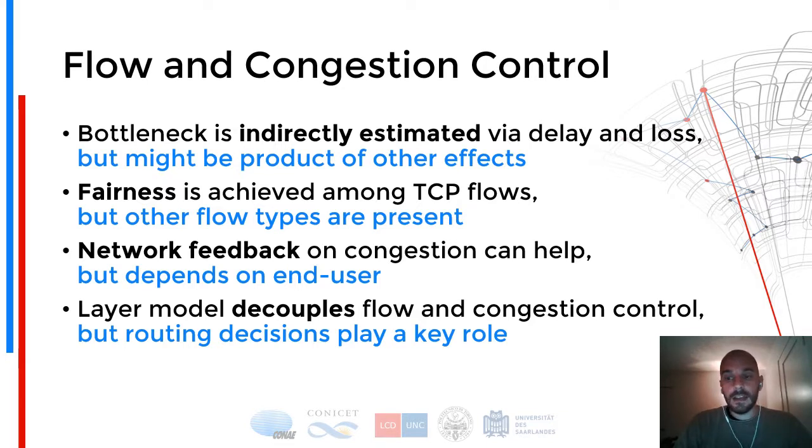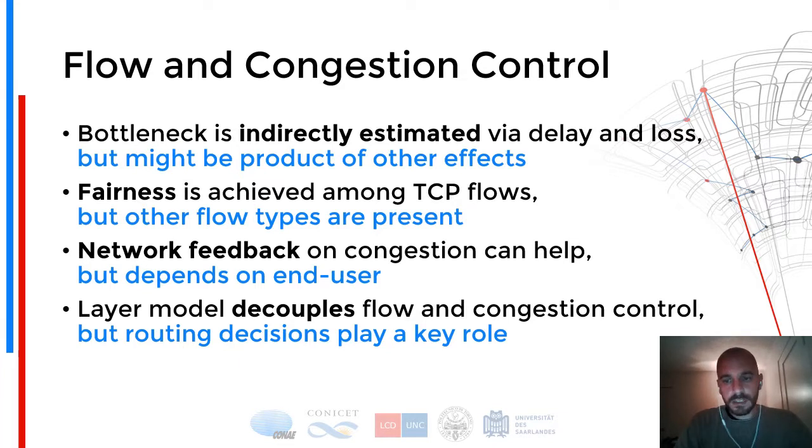TCP does not rely on network feedback, as I mentioned. TCP only relies on sender and receiver. Network feedback can be used, and there are many proposals for this, but in the end it basically depends on the end user, because the transmitter needs to properly react to any signal from the network. And this is one of the main reasons why network feedback is not really used in TCP flow control.